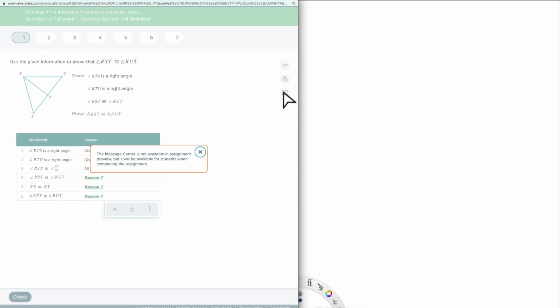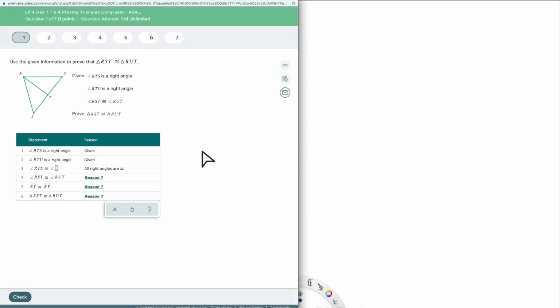Message center, it's not allowing me to do that because it's in the teacher preview, but you can click message and it'll send a message to your teacher with this assignment attached, so we know where to come help you.